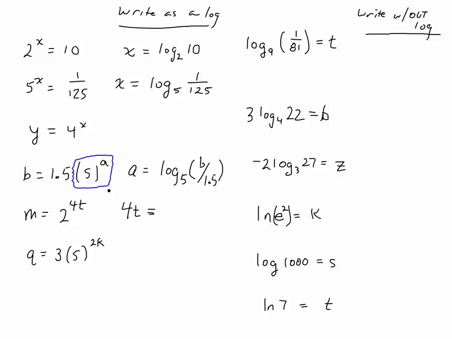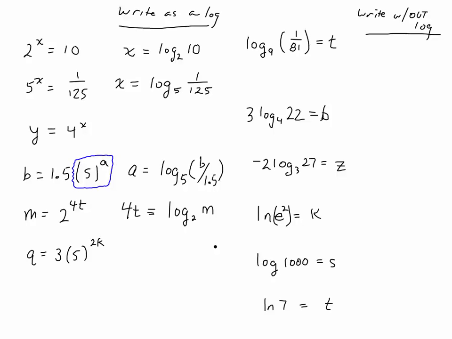4t is the exponent of 2 that would give m. So how can we write that as a log? Log base 2 of m. Here the exponent is an expression. It's not just the t, it's 4t. The whole exponent is 4t. Therefore, that's what we're going to set. That's going to be our log. It's the exponent of 2 that would give m. So 4t is log base 2 of m. All right, now putting it all together.